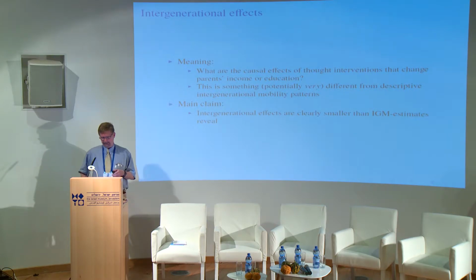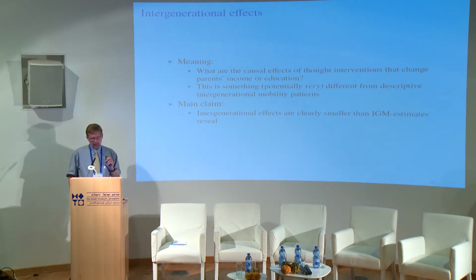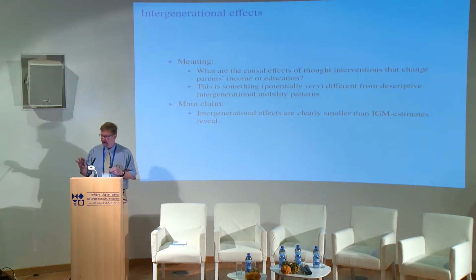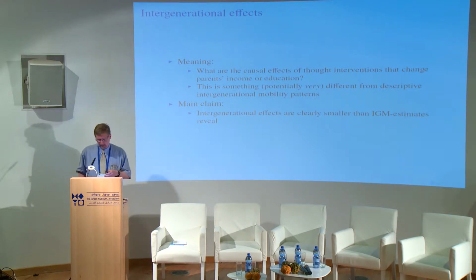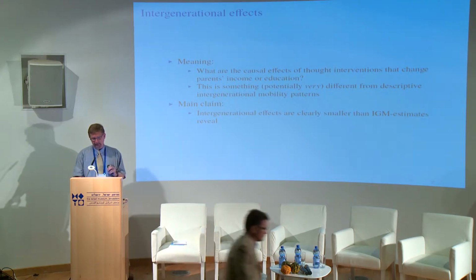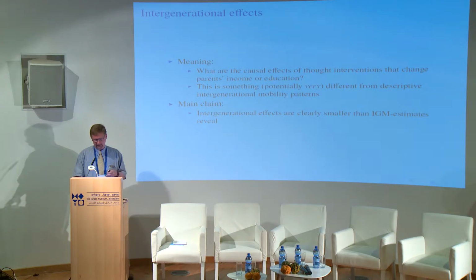Now, intergenerational effects. What these try to look at is what's the causal effect of a particular intervention to change parents' income or education on the outcome of the children. Now, this is potentially quite different from the descriptive intergenerational mobility pattern. The main claim we make based on this literature is the intergenerational effects are clearly smaller than the intergenerational mobility or persistence estimates would reveal. So much of the intergenerational persistence estimates is based on unobserved characteristics of the parents rather than their observed characteristics.